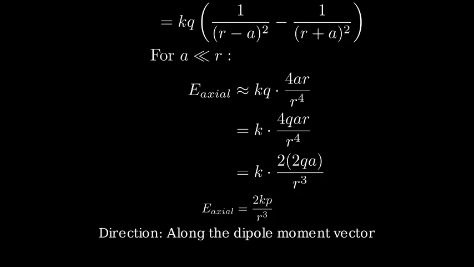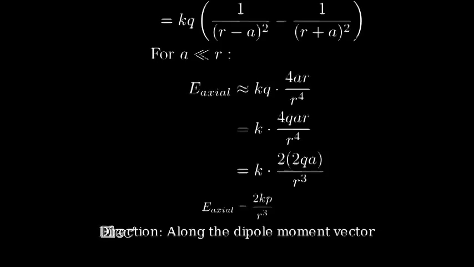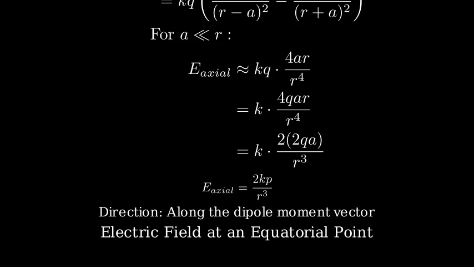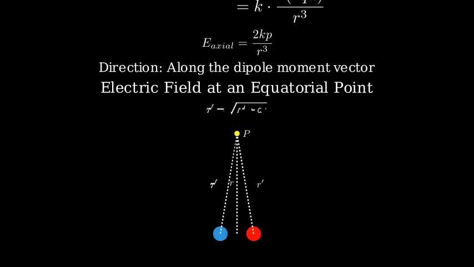Now, let's find the electric field at a point P on the equatorial plane, which is perpendicular to the dipole moment. Just like before, we calculate the field due to each charge and add them using the principle of superposition. Both charges are at the same distance r prime from the equatorial point, which can be calculated using the Pythagorean theorem as the square root of r squared plus a squared. The fields due to both charges have components parallel and perpendicular to the equator. The parallel components cancel each other out, while the perpendicular components add up.